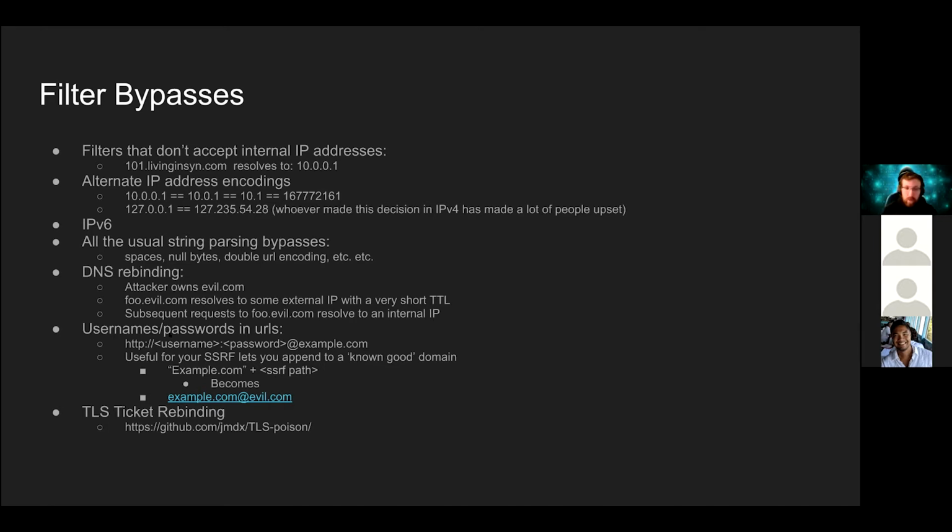There are also usernames or passwords in URLs, like http://username:password@example.com. This is really useful when an SSRF lets us append to a known good domain. So they'll say, oh, we'll always say that the domain is example.com, and we'll just add a path to it. That way we control the domain, and everything that's on example.com is fine. But if our SSRF payload is @evil.com, then we have the username example.com being sent as a request to our domain evil.com.